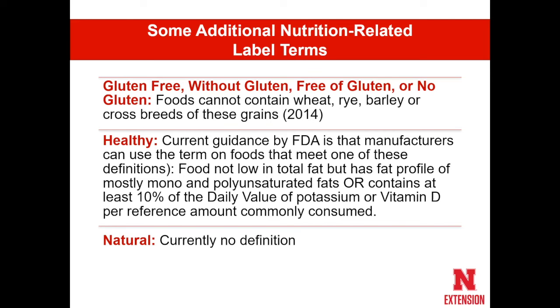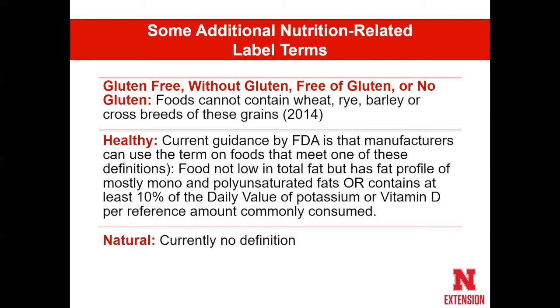Healthy is another term that has been identified, that's legally defined, and it can be foods that are not necessarily low in fat, but they have a profile that provides mostly mono or polyunsaturated fats, so they're more healthy fats in the diet. Healthy can also pertain to foods that provide at least 10% of the daily value of potassium and vitamin D. And again, those are foods that have been identified that tend to be lacking in American diets.